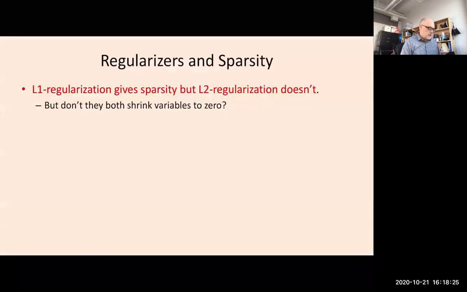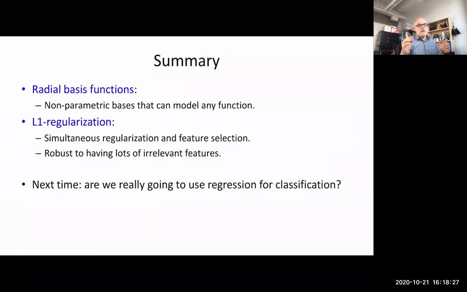Okay, so last time we did radial basis functions, and now we just covered L1 regularization, which basically allows you to do simultaneous regularization and feature selection, and is robust to having lots and lots of irrelevant features. So we have a method now to deal with the fact that we have lots and lots and lots of features, and we want to basically zero out a bunch of them. And now today, what we're going to do is regression for classification.